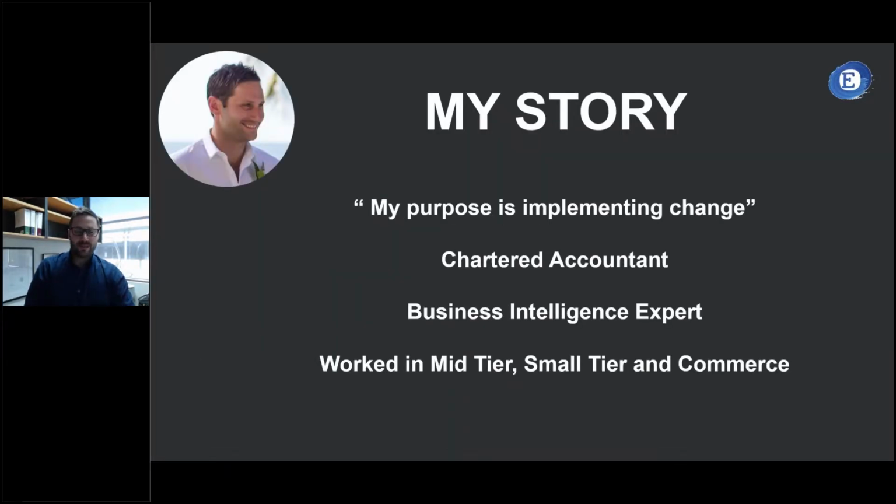So background about me, I'm a chartered accountant. I've worked in mid-tier, small tier, and commerce. My story is actually about implementing change in the accounting industry. So I initiated BankLink back in the day. I've outsourced self-managed superannuation funds out of an accounting firm. I've been involved in the trialing of electronic working papers. I've offshored accounting services to the Philippines.